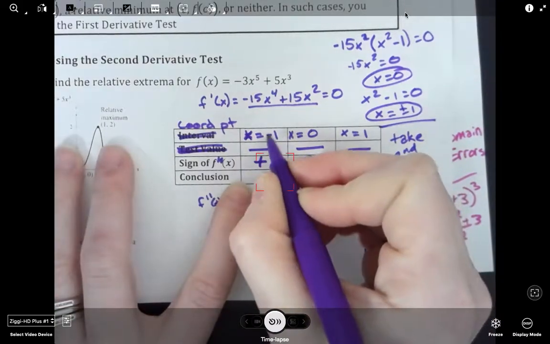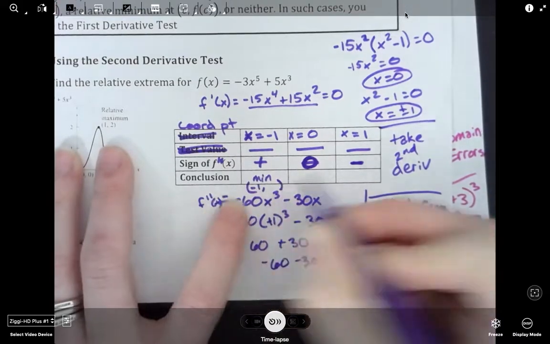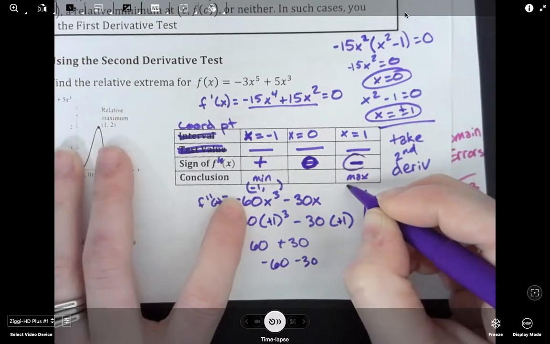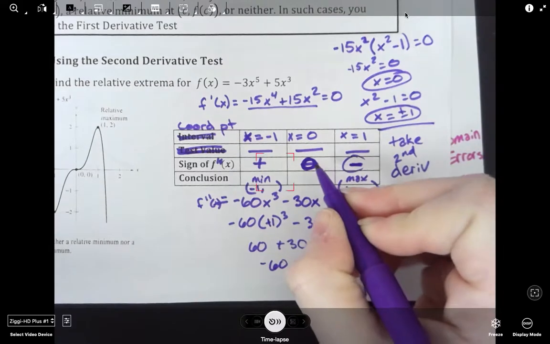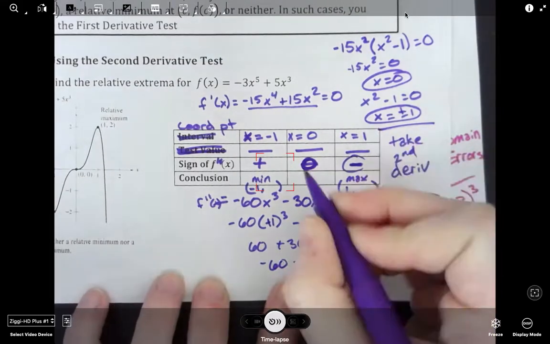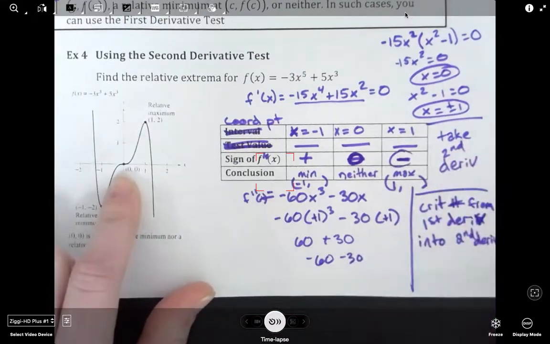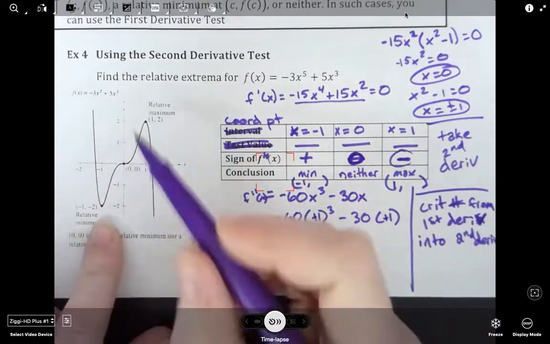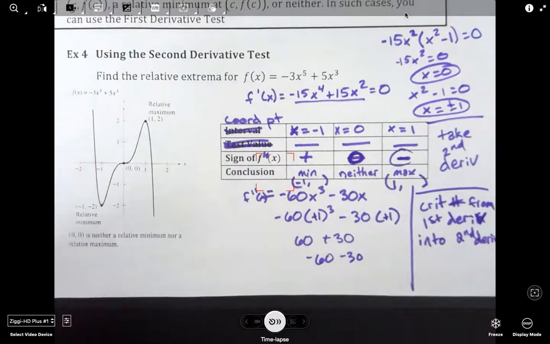So what I have going on here is there is going to be a minimum value at -1 comma something. There's going to be a maximum value, because it's negative right here, at +1 comma something, okay? And then since this came out to be 0, that means that this is neither. This is actually a POI. If you see from the graph, you can see that it is neither a maximum or a minimum at 0. Okay, I have a minimum at -1, I have a maximum at +1, but I have neither at 0. Because when I plug that into the second derivative, I get 0.